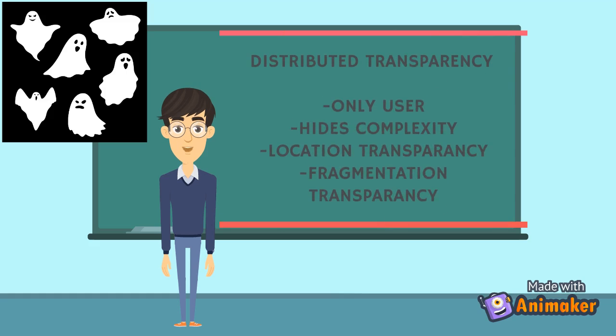Moving on to distributed transparency. Transparency is what makes distributed databases special from other database systems. This allows the user to feel like the only user of the database through its transparency features, which hide the complexity of the database. The transparency features include location transparency, which hides that data was accessed from different locations, and fragmentation transparency, which hides that database tables are stored in different locations.